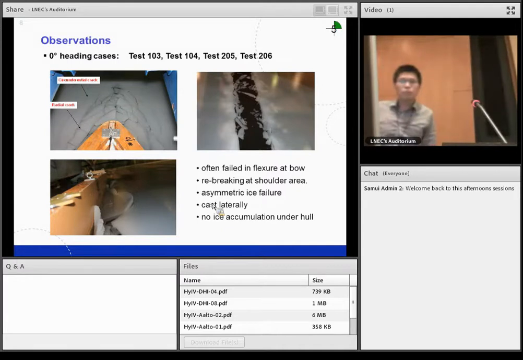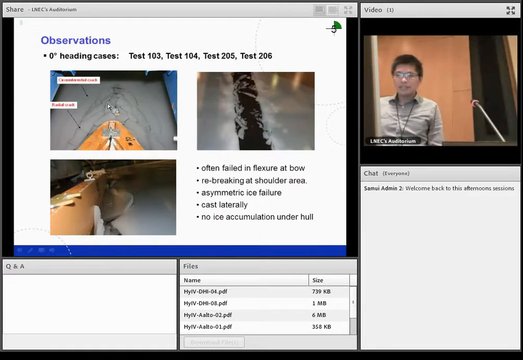Then we come to some observations for these zero heading cases. We find that ice often fails in bending at the bow area. The circumferential cracks occur first, followed by radial cracks. Sometimes we can also observe rebreaking at the shoulder area, and of course this broken ice wake was not symmetric at the port and starboard.